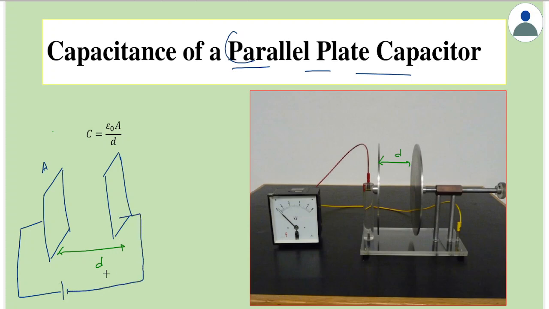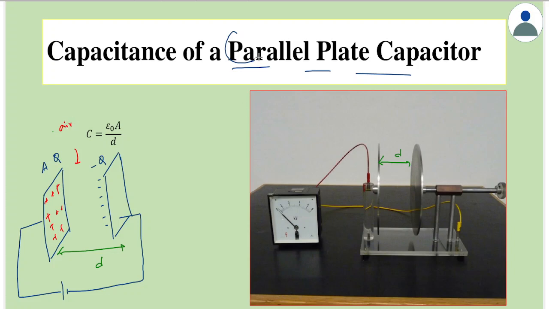Because of this, charge will be induced on the two plates. Let charge on this be positive and charge on this be negative. So if charge on this plate is capital Q, charge on this would be minus Q. So here we need to find out the expression for the capacitance in this configuration. There is air between the two plates as seen here.